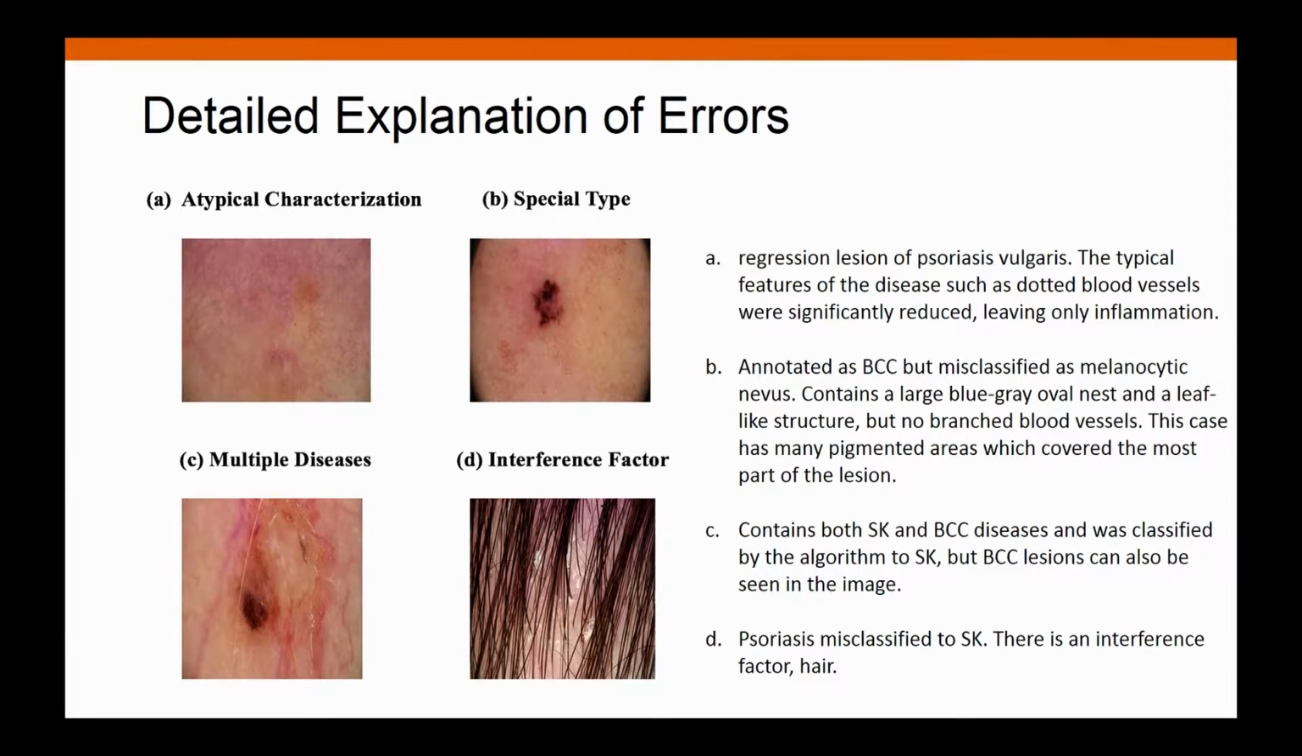And figure C shows multiple diseases, because both SK and BCC lie in the same picture, and it was classified by the algorithm as SK. But you can still see the BCC lesions in the image. And for figure D, it's pretty obvious that hair is blocking the lesions of the disease.